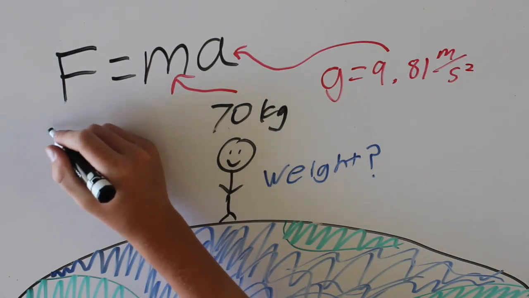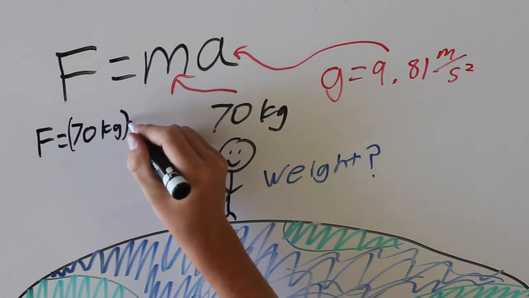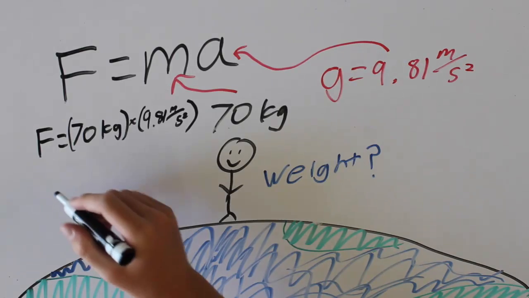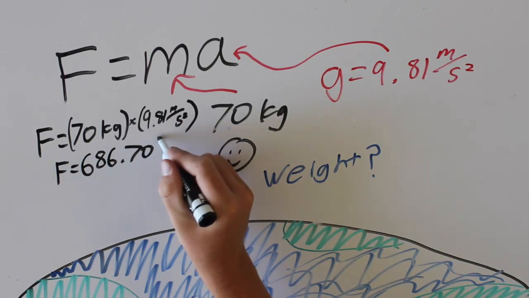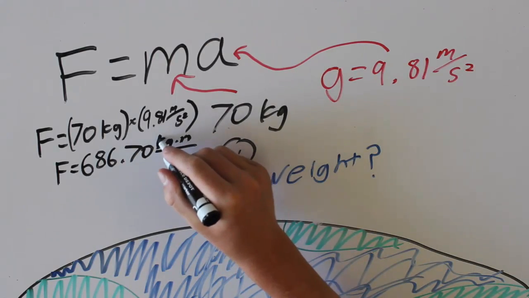Well, we know the acceleration due to gravity, 9.81 meters per second squared, and we know the mass, 70 kilograms. So if we plug those values into the equation, force equals mass times acceleration, we get force equals 70 kilograms times 9.81 meters per second squared, which is about 686.7 kilograms times meters per second squared.